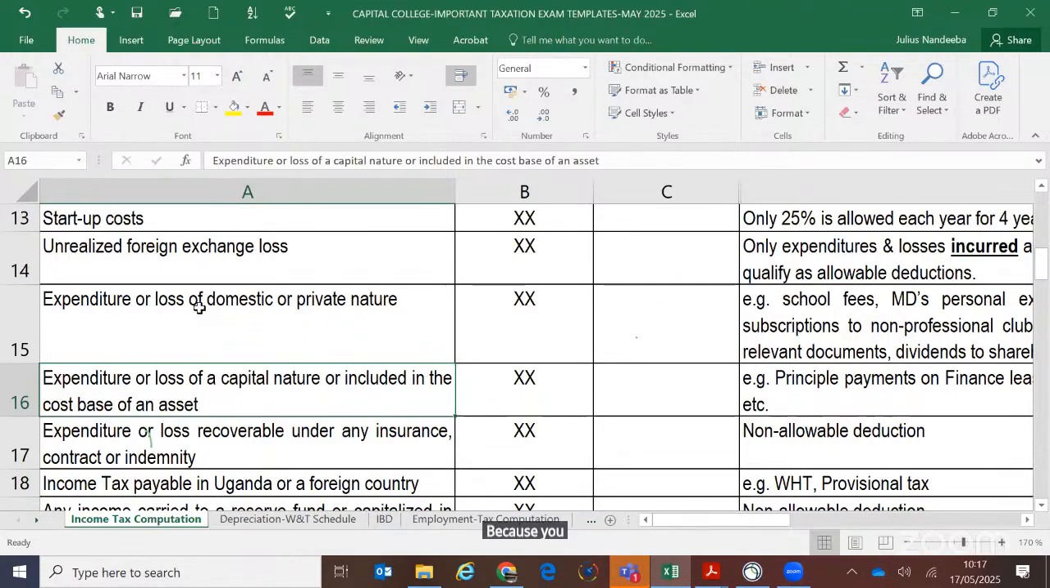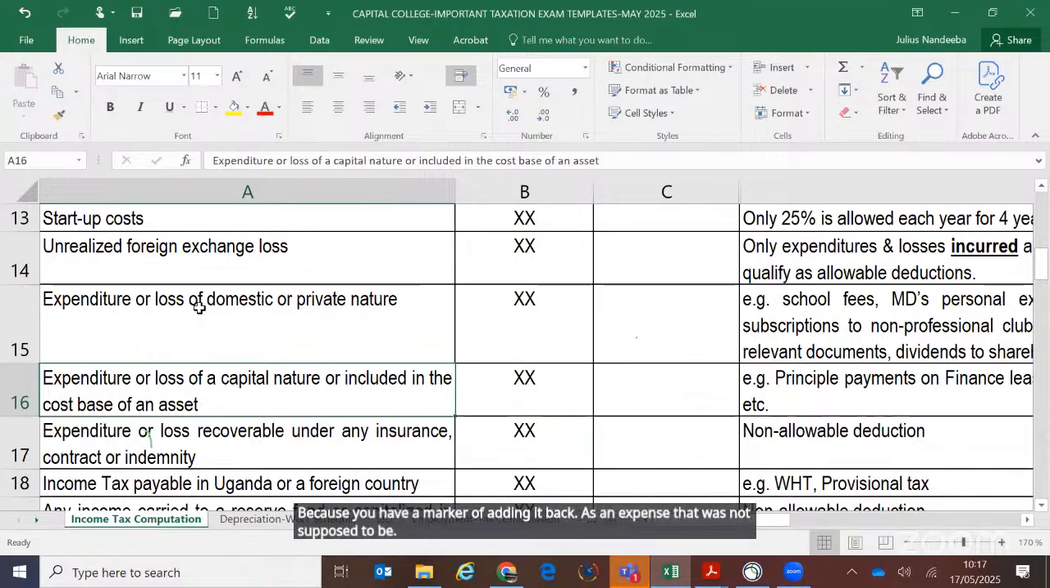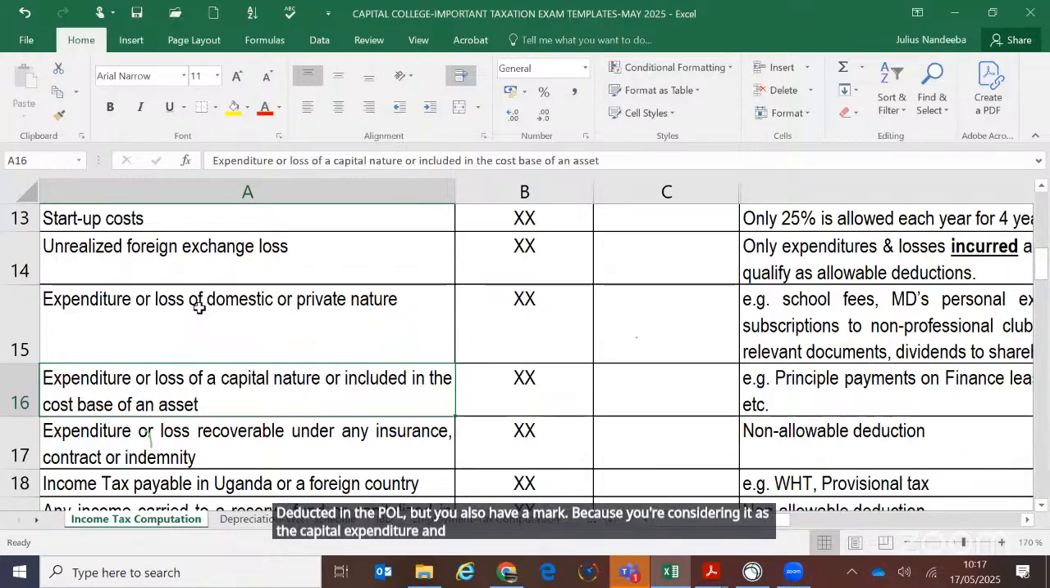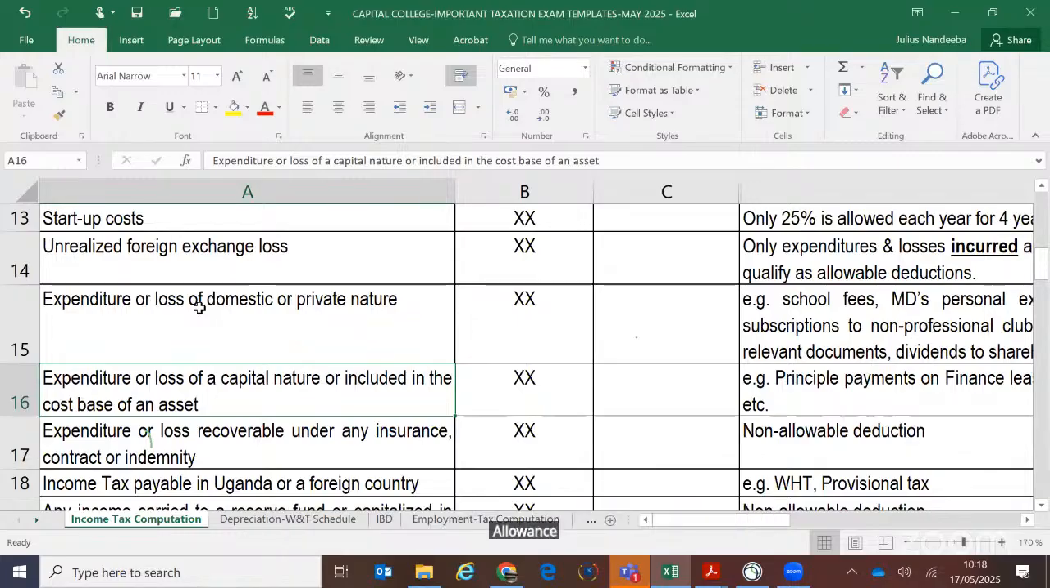You have a mark for adding it back as an expense that was not supposed to be deducted in the P&L, but you also have a mark because you're considering it as a capital expenditure and giving it its capital allowance, whether depreciation allowance or IBD if it is a building. I hope you've understood that.